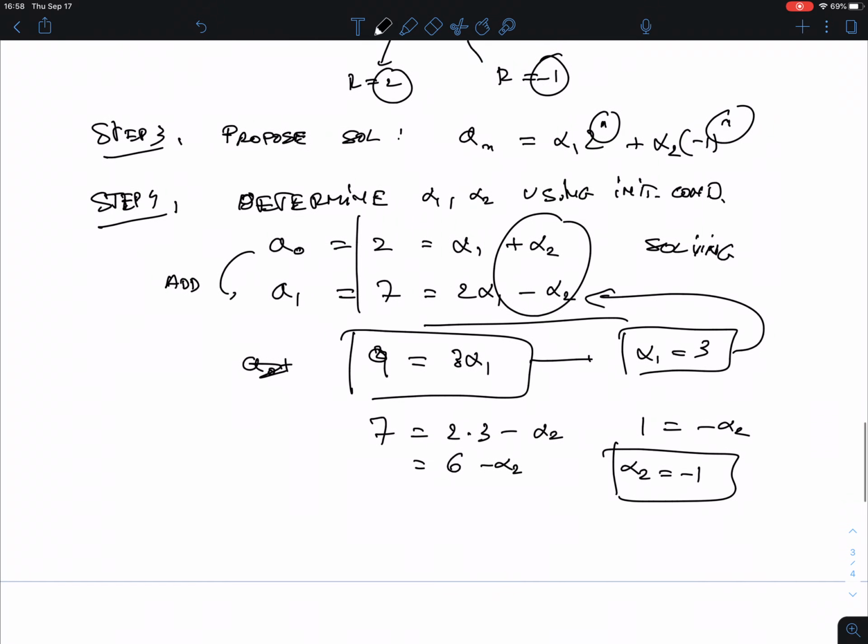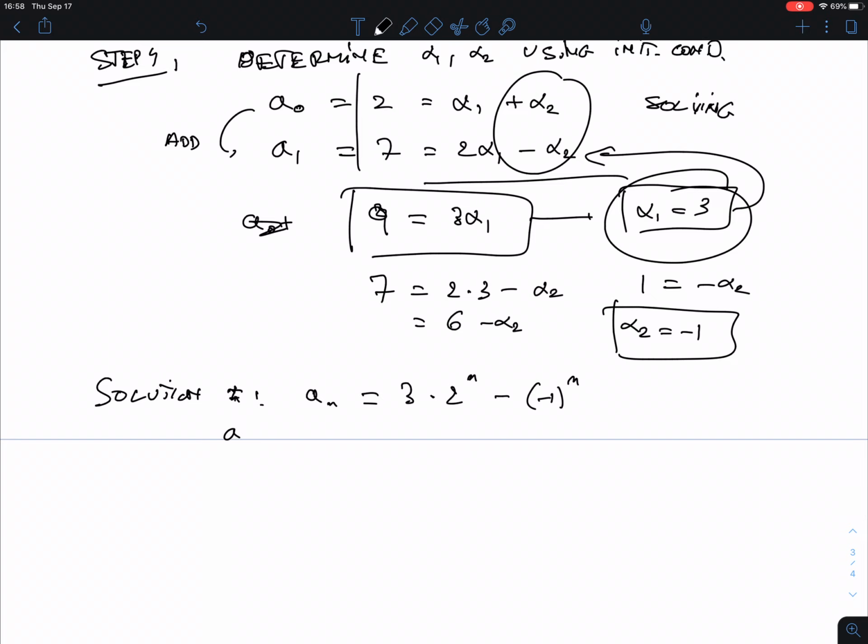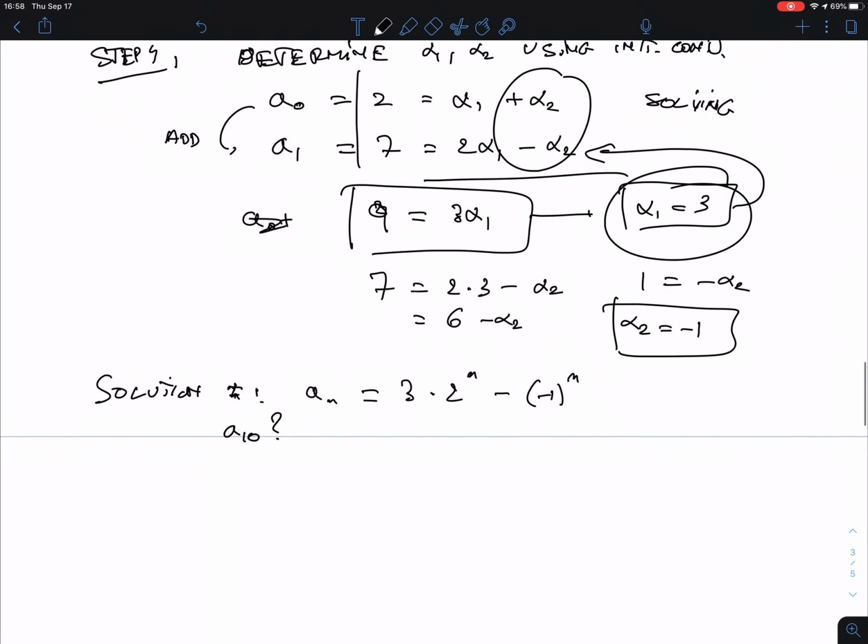And so the solution is A_n equals 3 times 2 to the power n minus 1 to the power n. Okay, and if I now asked you what is A10, you can plug it in. A10 would be equal to 3 times 2 to the power 10 minus 1 to the power 10, that is 1 less than that number.